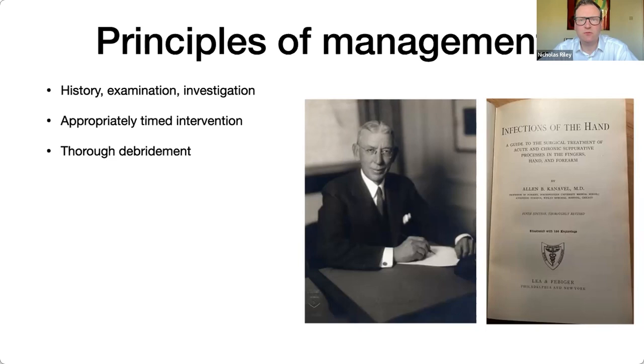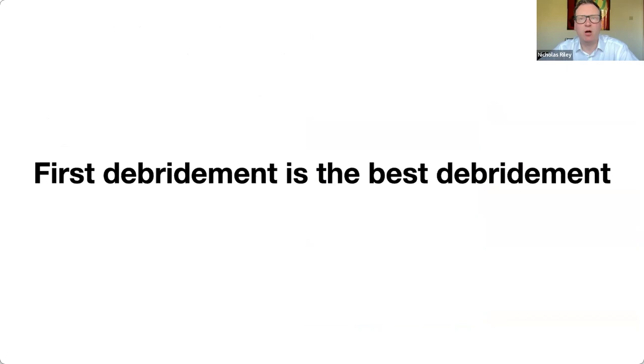Appropriately timed intervention is really important. We know that the longer that we wait until we do an initial debridement, the more bacterial load there will be there. But sometimes waiting another 6 hours in a patient who's well, so that an awake patient can perform a much more thorough, rigorous debridement, is often helpful. So what do we do after the first debridement? It's really important to remember that the first debridement is the best debridement.